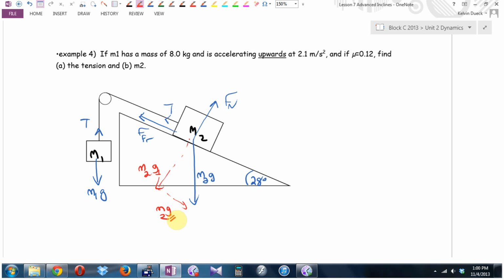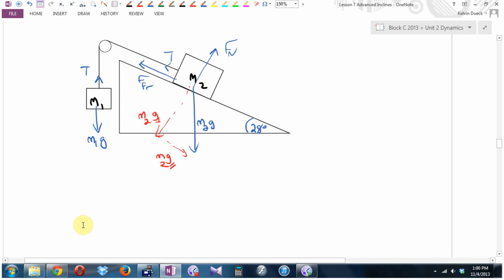Okay, I think I can. I think. So it's going to look like this. A. Mass 1. Who's winning? Tension or mass 1? Tension minus M1G equals M1A. Tension equals M1A plus M1G.